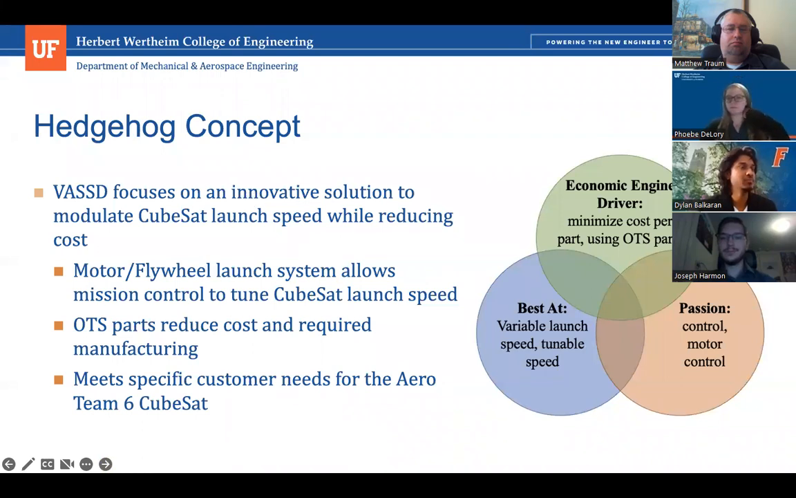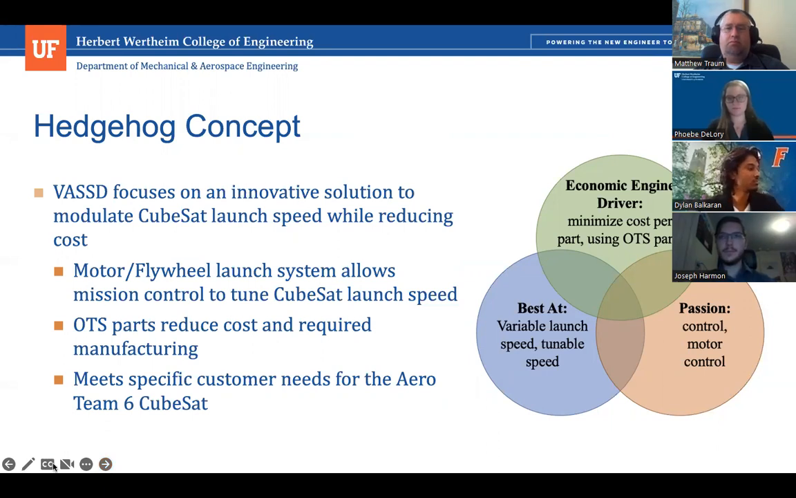So when we started designing our CSD, we wanted to focus on creating economically a very cheap design, which could be obtained through the use of multiple OTS parts. Using OTS parts means that we won't have to manufacture and design these components, and just by purchasing them, we can pass these savings on to our customer.